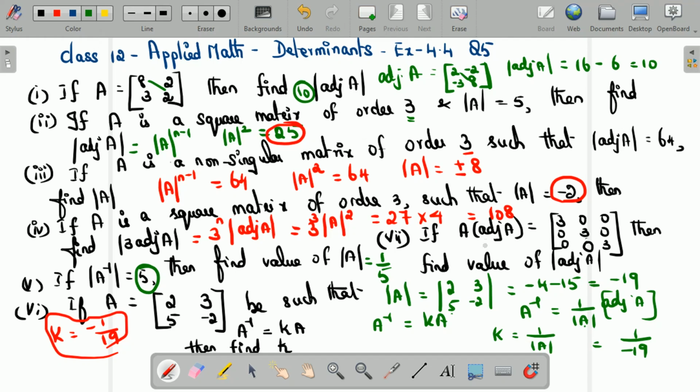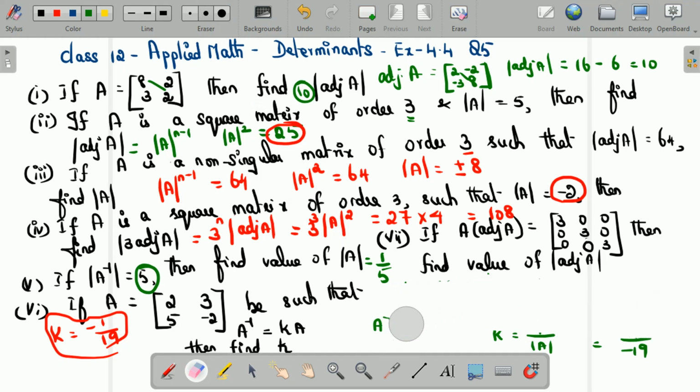If A into adjoint of A is given to be the 3 cross 3 matrix 3 0 0, 0 3 0, 0 0 3, then find the determinant of adjoint of A. So this is what is given to us. So first let's write out the formula that we need.